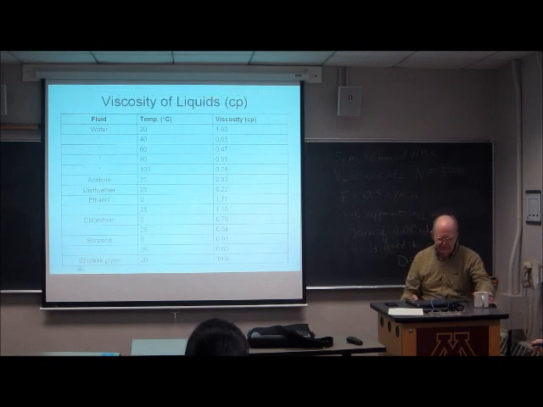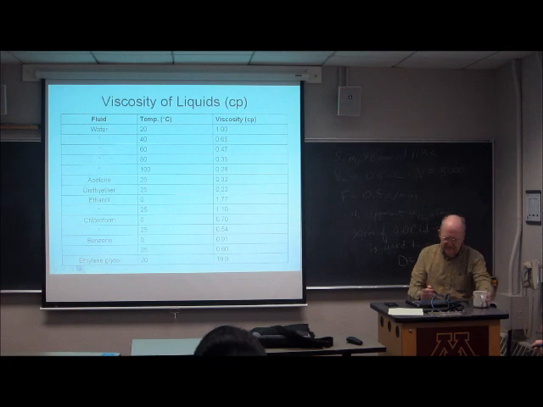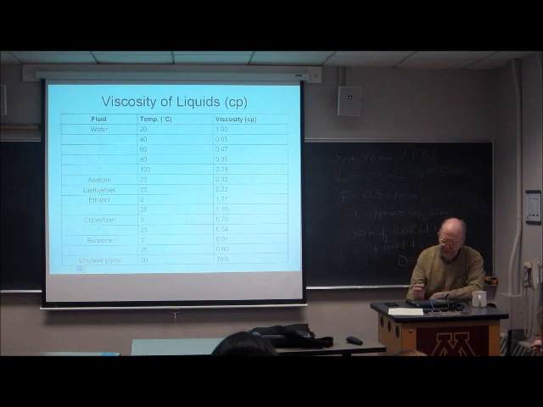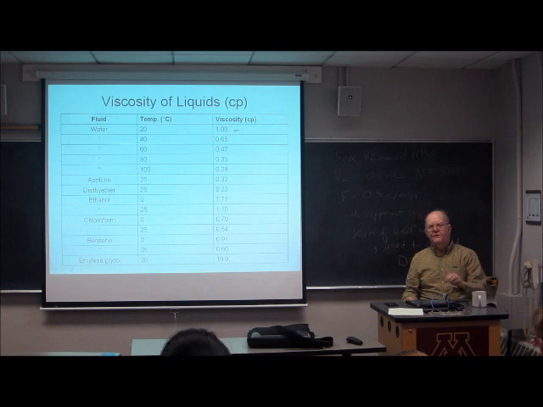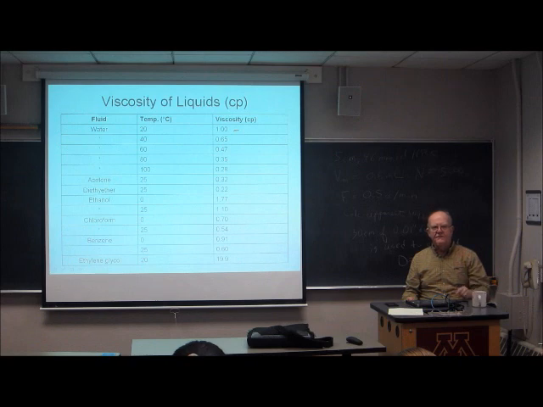These are common liquids that we encounter in the real world, water being the most common. The viscosity of water at 20 degrees centigrade atmospheric pressure is 1 centipoise, 1/100th of a poise. The gases were 100 micropoise, that's 10 to the minus 4. This is 10 to the minus 2. That's a factor of 100 in viscosity. Clearly, pumping a gas is going to require a lot less pressure than pumping a liquid.